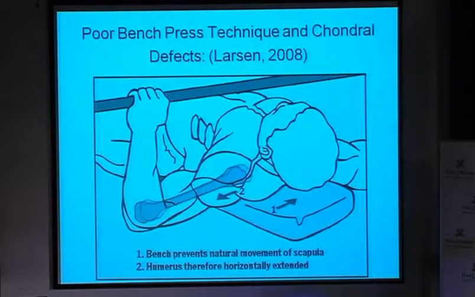Now we had Larson in 2008 looking at congruency effects. Now some of you all mentioned that you got shoulder pain, right? A flat bench surface, what they explain here, is that it restricts the natural movement of the scapula. In other words, when your arms are coming down in the eccentric phase, the scapula cannot retract naturally, as well as when you're moving up in the concentric phase, it cannot protract. All right? So you see here that the humerus is horizontally extended to complete that downward phase. The humerus separates. And what is going to happen? In the glenoid cavity, you're going to get articulating surfaces rubbing against each other, and that will cause these effects. It's a possible cause for it.